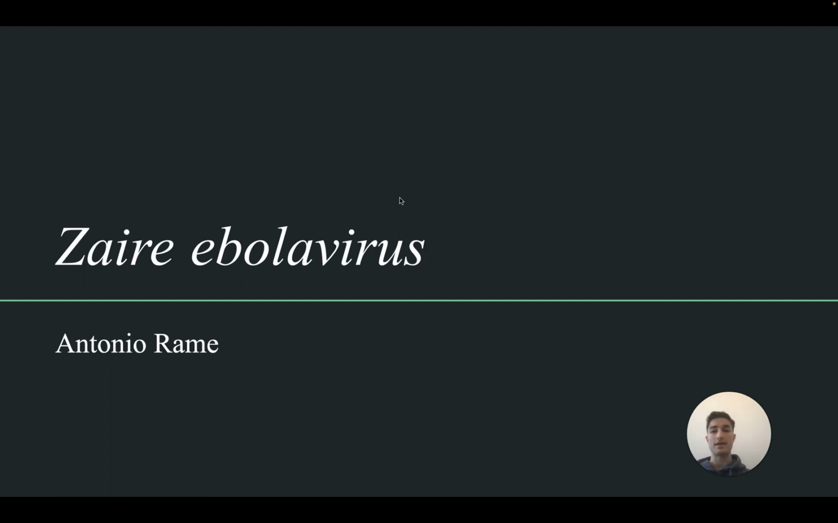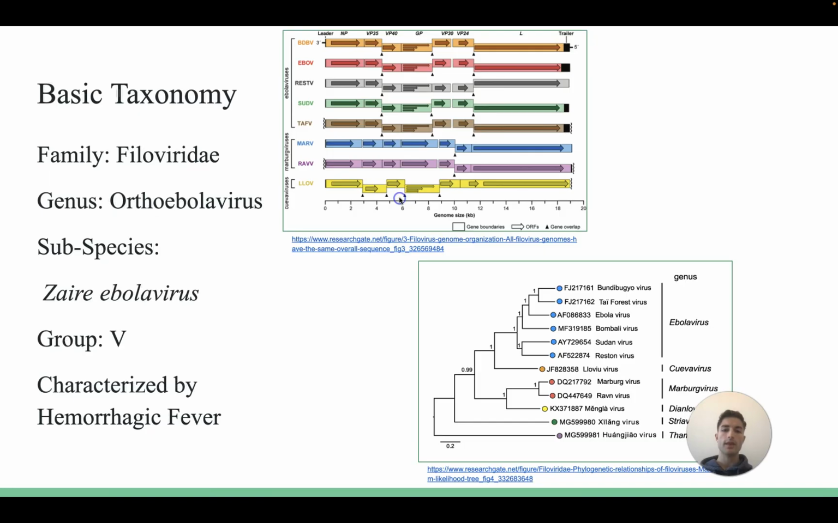I will be doing the Zaire Ebola virus. So some basic taxonomy and information. The Ebola virus is part of the family Filoviridae of the genus Ortho-Ebolavirus. The subspecies and common name is the Zaire Ebola virus, part of group 5 of the Baltimore classification scheme. So it is a negative single-stranded RNA virus. It's characterized by hemorrhagic fever, or the inability to clot one's blood.